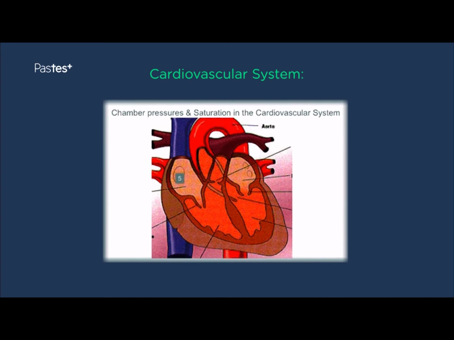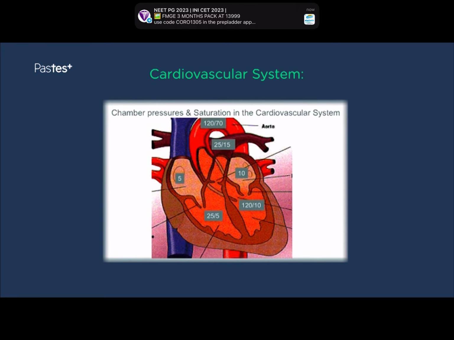So in the right atrium, we'd expect a pressure of 5 millimeters of mercury. The right ventricle, approximately 5 times higher at 25 millimeters of mercury, which is the same as in the pulmonary trunk. In the left atrium, pressures are higher, around about 10 millimeters of mercury. The left ventricle, higher than that of the right ventricle, around 120 millimeters of mercury, which are the same as in the aorta. So what about saturations?